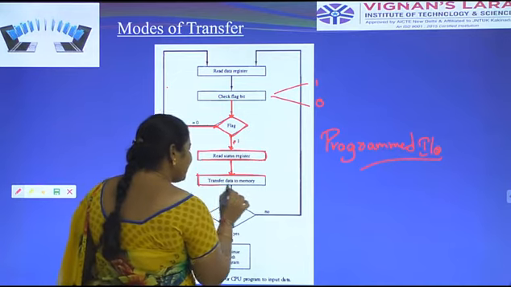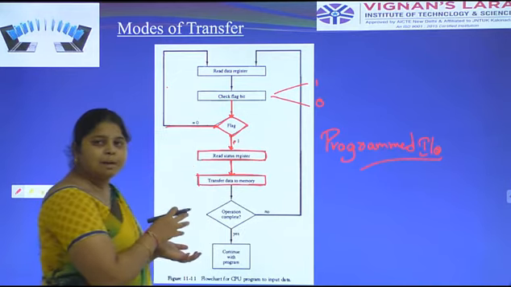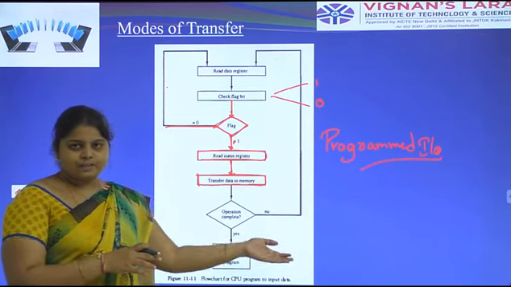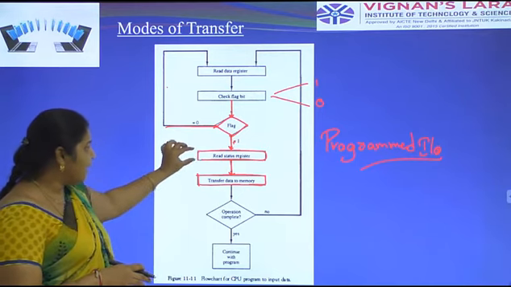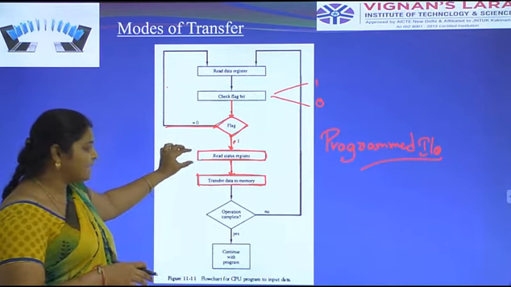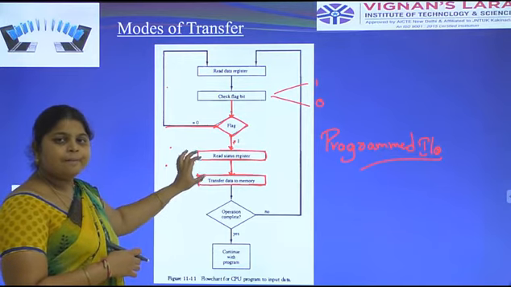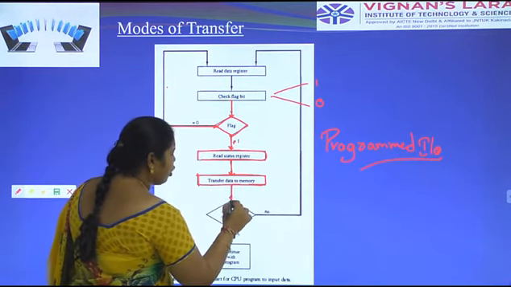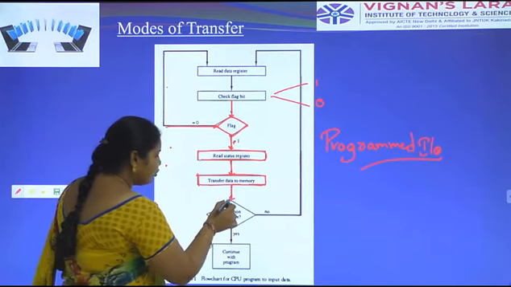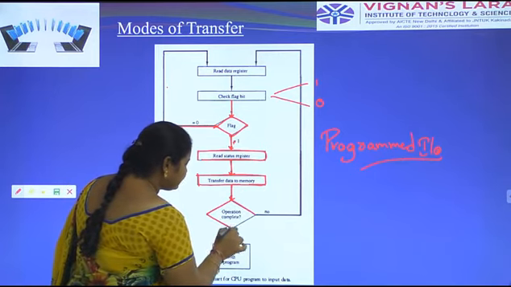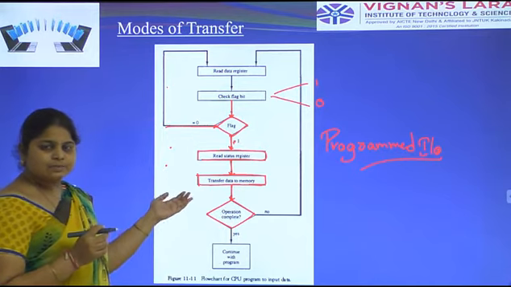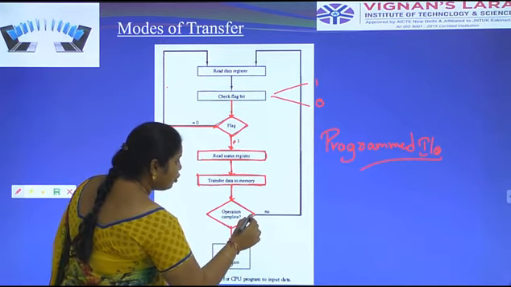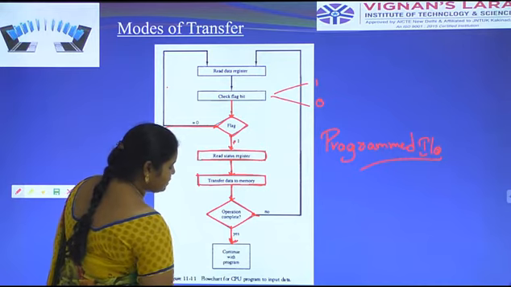And then transfer the data to the memory. Whether the data is available in the data register is checked, and then the data is transferred to the memory or CPU, between the IO devices and the CPU or memory. Whether the data is available in the data register is checked with the help of the status register, and the data is transferred to the memory. Whatever the operation with the data, that is completed. The operation is successfully completed.